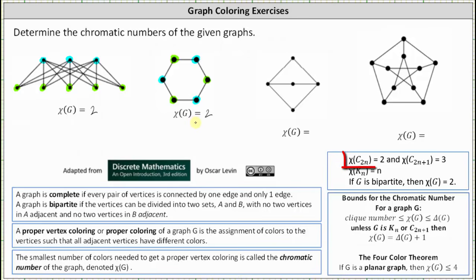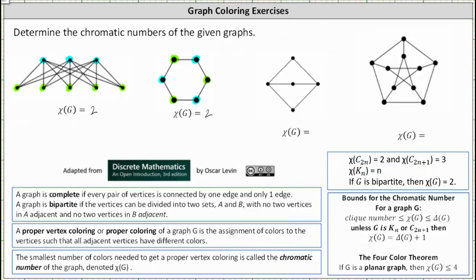Looking at our notes, we have chi of C sub 2n equals 2. This indicates the chromatic number of any cycle on an even number of vertices is 2. And then we have chi of C sub 2n plus 1 equals 3. This indicates any cycle on an odd number of vertices has a chromatic number equal to 3.